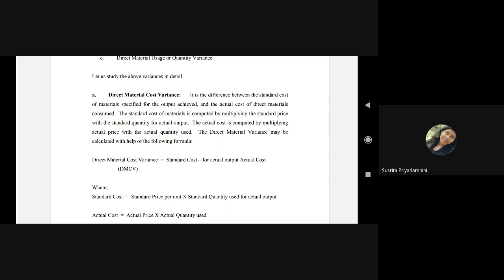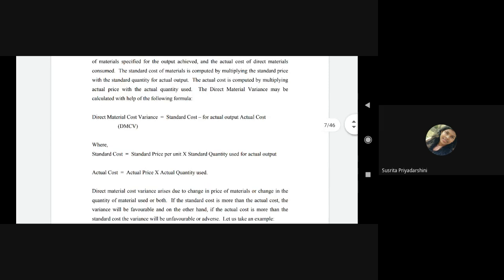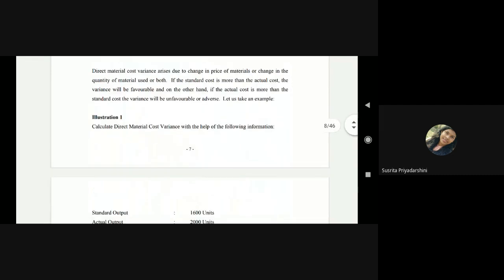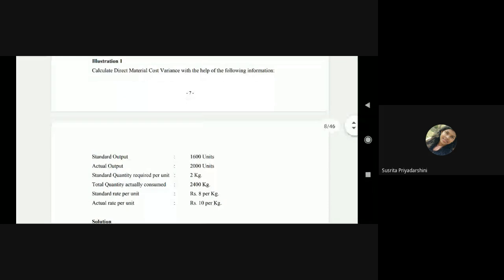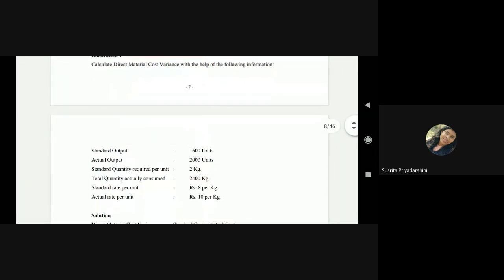Okay, so here the formula to find this out is standard cost minus actual cost. So how to find it out? Here it is written. Standard cost means standard price per unit multiplied by standard quantity used for actual output. Then actual cost means actual price multiplied by actual quantity. Next, there is a question, so we have to find out by multiplying all this.